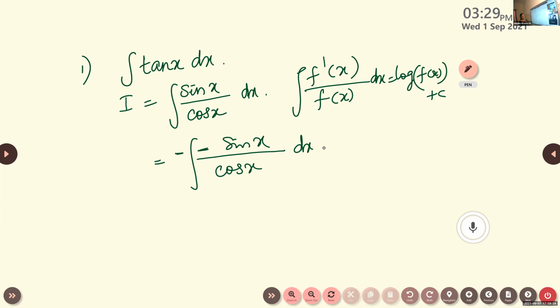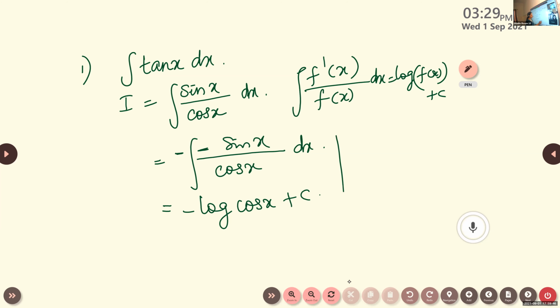Now look at here. What is the derivative of the denominator? Is it in the numerator? Is or no? So we can write this as minus log cos x plus c.